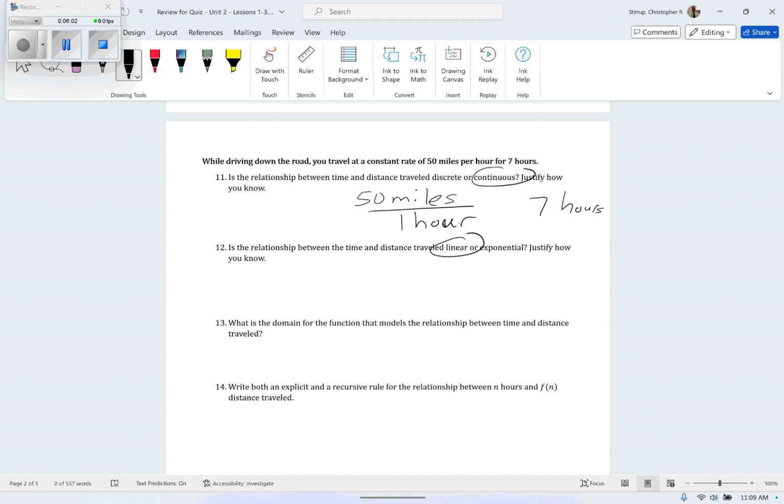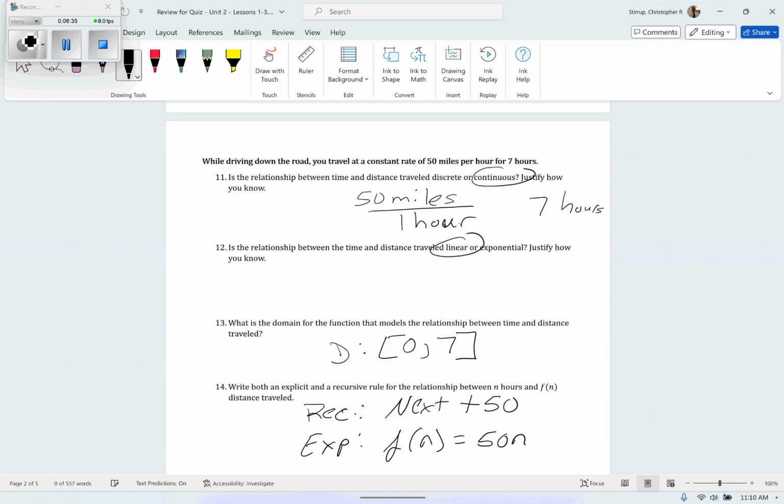And then what is the domain? So the domain we could do a couple ways. If we didn't do any driving, or if we went up to 7 hours, that could be our domain. Square brackets because I didn't have to go anywhere. Write both the explicit and the recursive. So the recursive would be something like next plus 50, and our explicit could be f of n is equal to 50n plus 0 because we didn't drive anywhere.